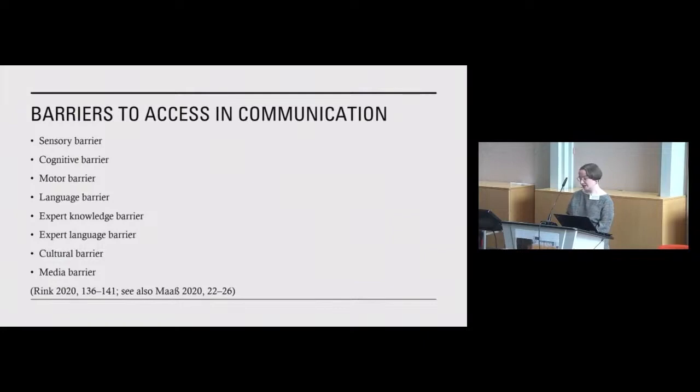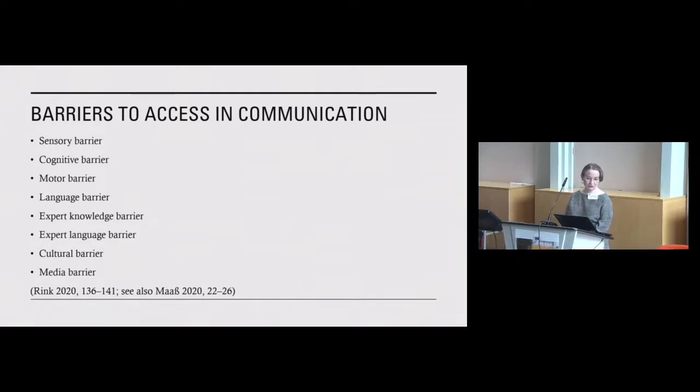And the fifth barrier is an expert knowledge barrier. In this barrier, the text requires special knowledge that the reader is not familiar with. That special knowledge can be related to expert content, that you need expert knowledge. And the same barrier is also somehow related to expert language barrier, because if you have expert knowledge, then you also need expert language to express that.